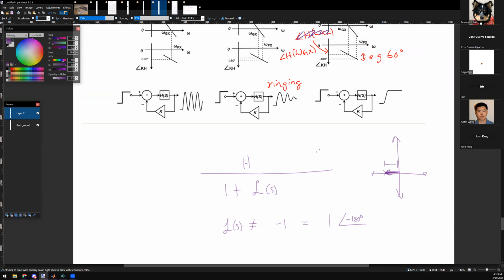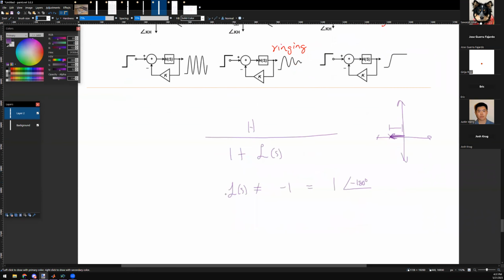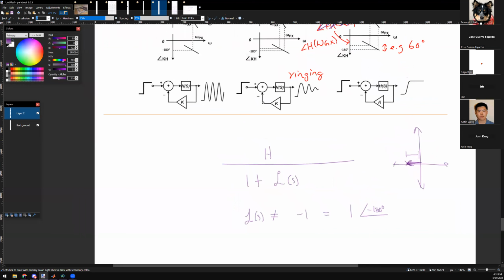So this is a very dangerous point. This is a massive danger point. I do not want LFS to ever hit this point. Ever. Otherwise, that's very bad, because if this is -1, that's equivalent to positive feedback. So I want to avoid this point.